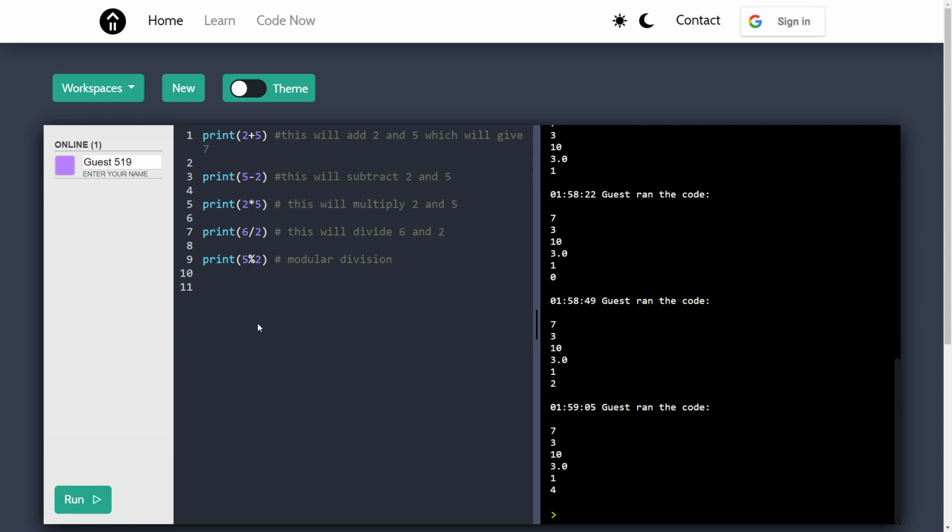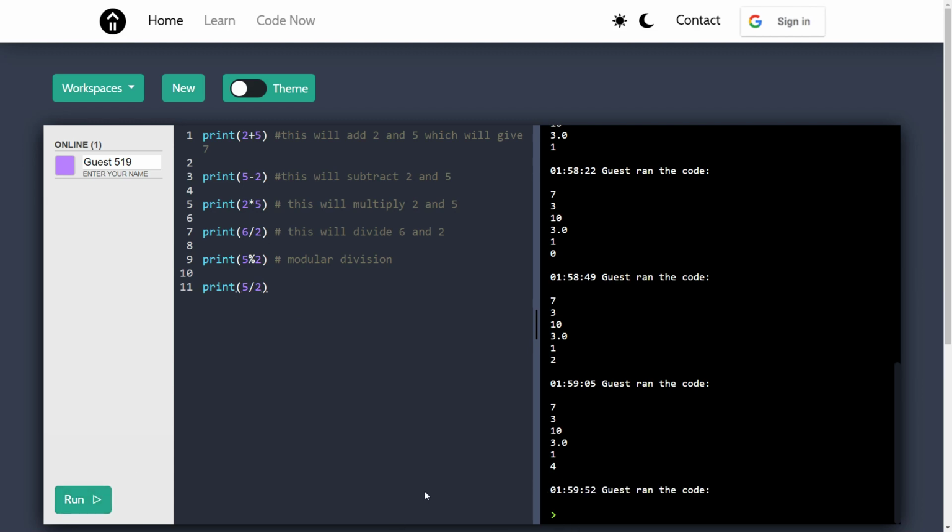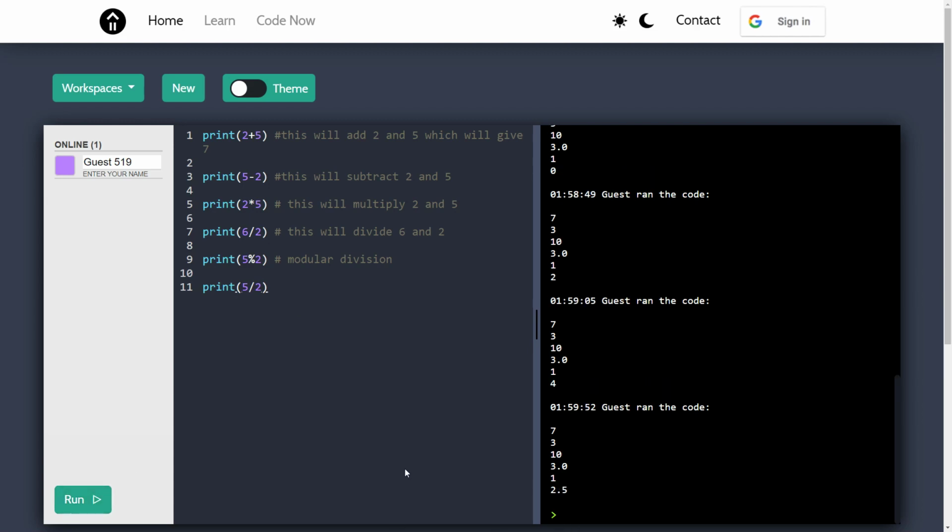Now I am going to show you another form of division, which is floor division. And floor division is really useful if we were doing something like this. So say we have 5 divided by 2. This gives me 2.5. Now I don't want 2.5. I want it as an integer. I don't want any decimals. I don't like those decimals right now.